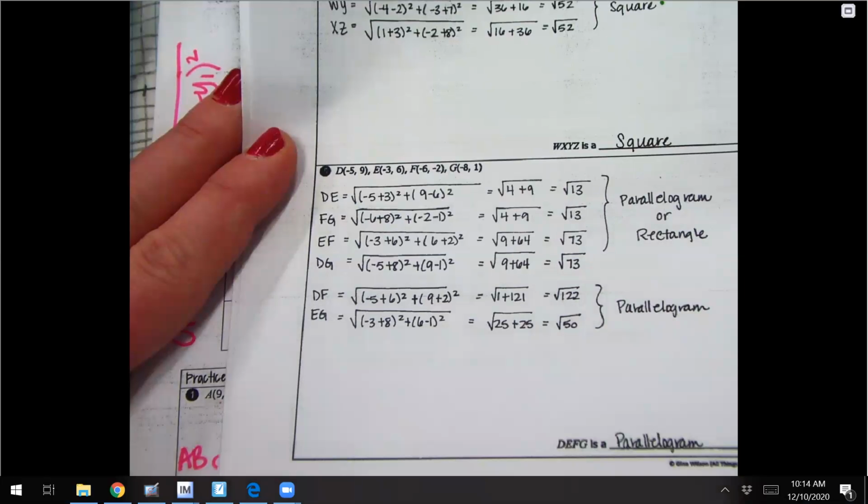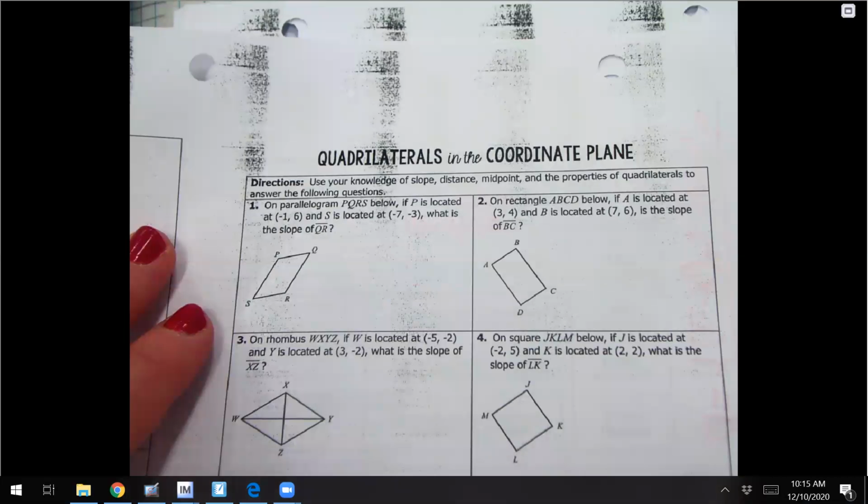So now let's get to the last little page. And it is wanting us to do a little bit of work with this. So quadrilaterals in the plane. Well, let's read the directions. Use your knowledge of slope, distance, midpoint, and properties of quadrilaterals to answer the following questions.